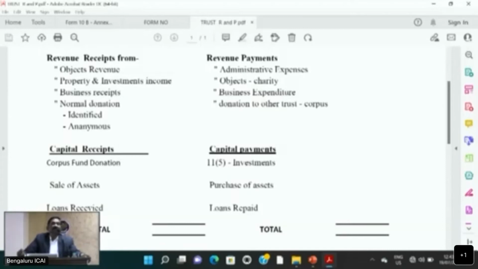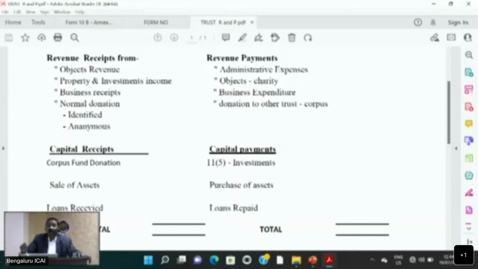Because some of the young CAs used to ask me, "Sir, my business income, I don't want to pay the tax. Can I give it to a trust and then say, in the name of trust, I'm doing something?" Nothing doing. The business income, automatically Section 11 will go. You have to pay tax there also. No, don't do such tax planning, I advise.